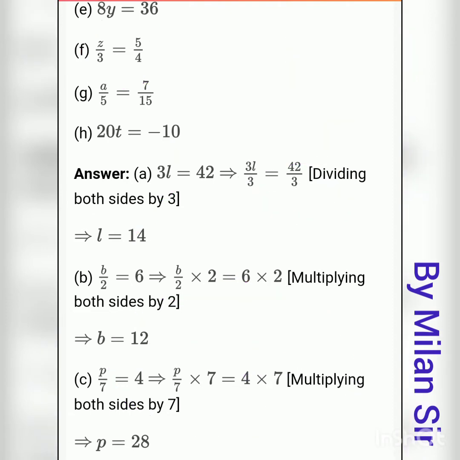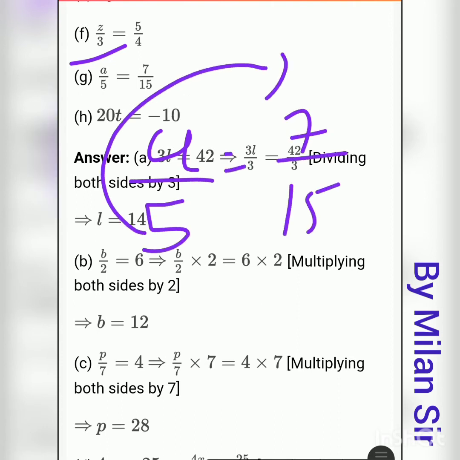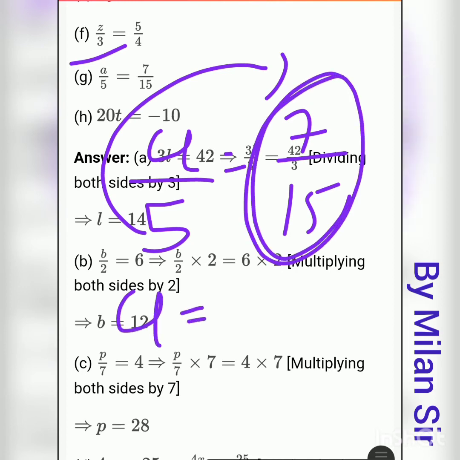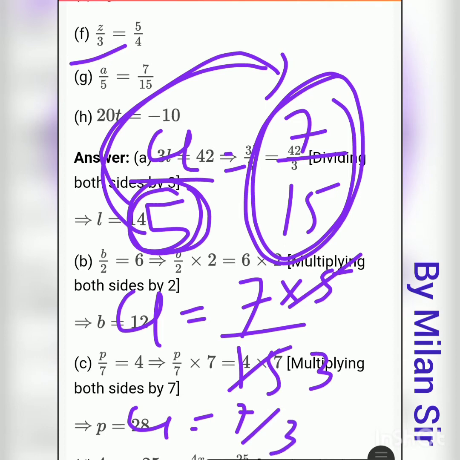Solution means we need to find the value of the unknown. After that, here we have a divided by 5 is equals to 7 by 15. Now if we transfer this 5 to the right hand side, it goes to the numerator. First of all we need to write this 7 by 15, and this 5 goes to the numerator, so in numerator multiply 5. Now we can simplify this. 5 3s are 15, so a is equals to numerator 7, denominator 3, 7 by 3.